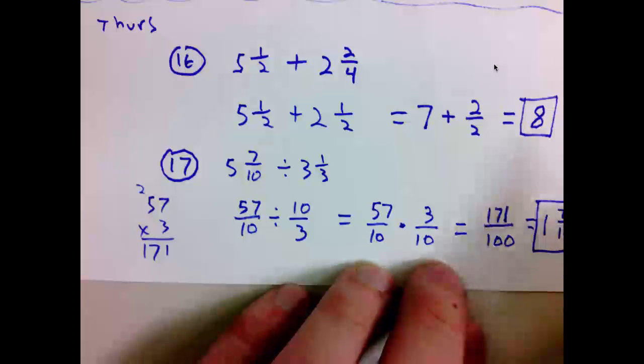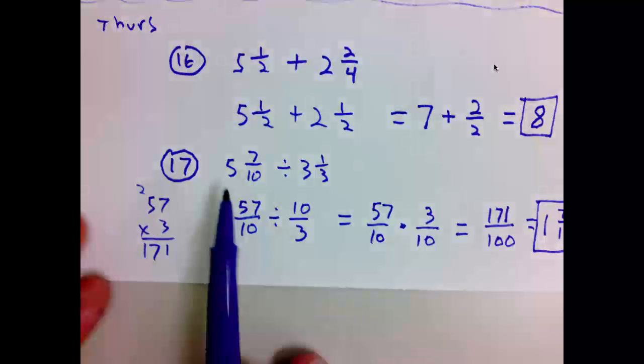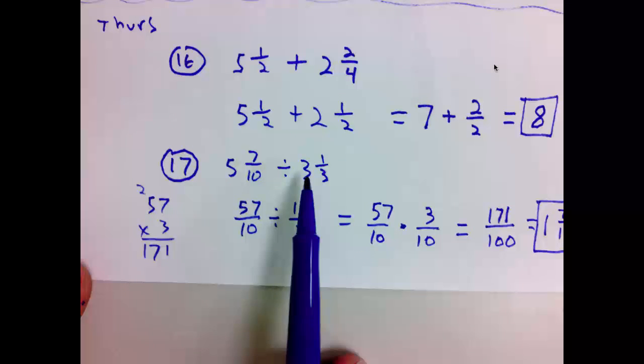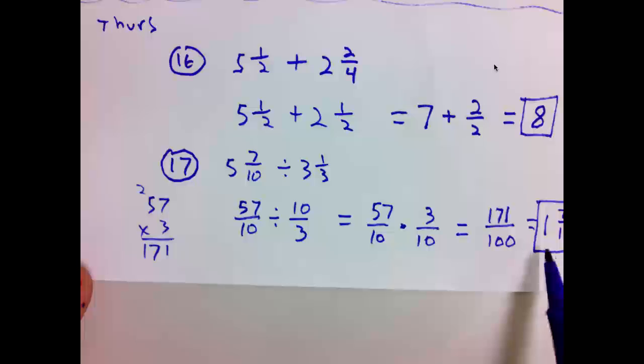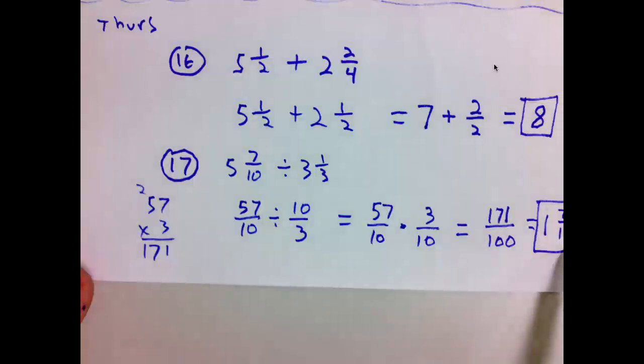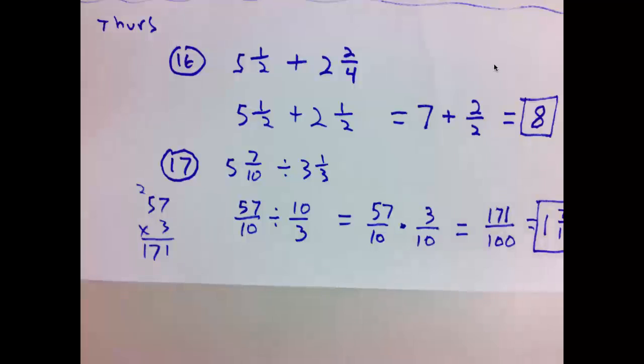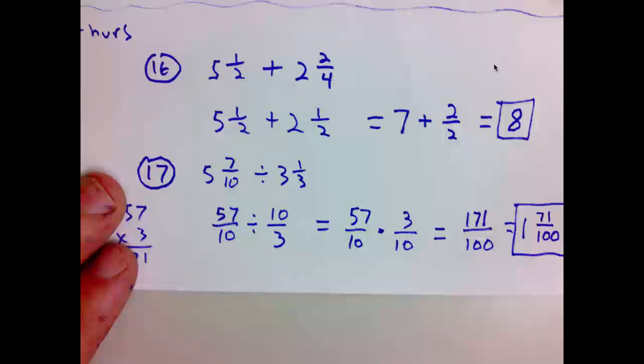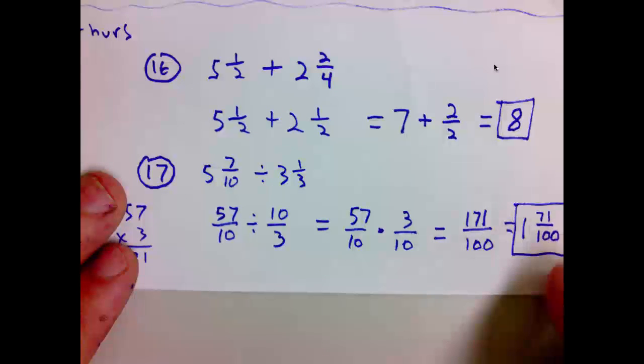Lastly, we'll check for reasonableness. Well, 5 divided by 3. 6 divided by 3 is 2, so 5 divided by 3 is a little less than 2. This number, 1 and 71 over 100, is a little less than 2. With those, you should now be able to do 15 and 18.